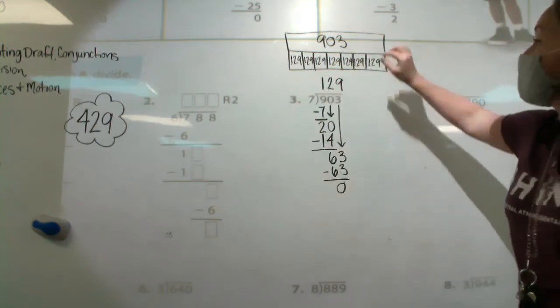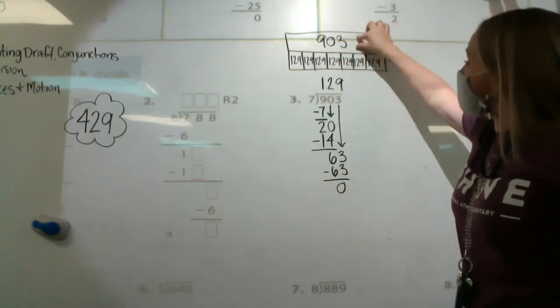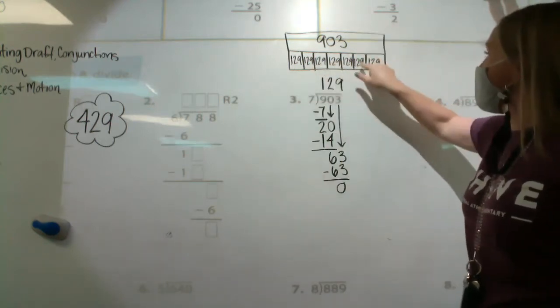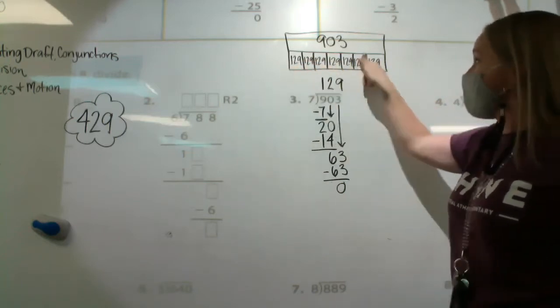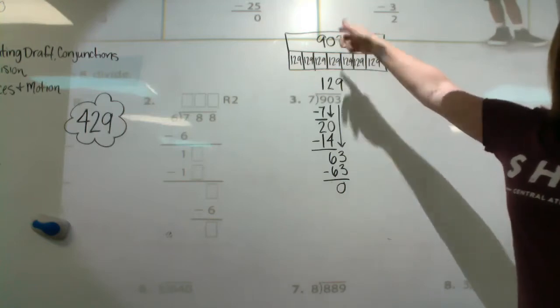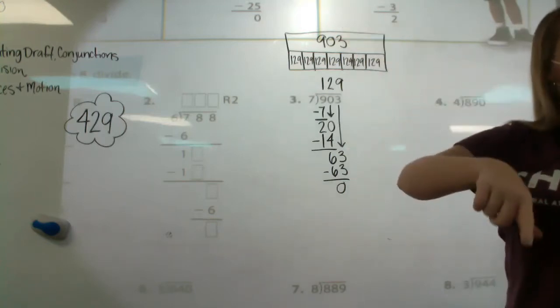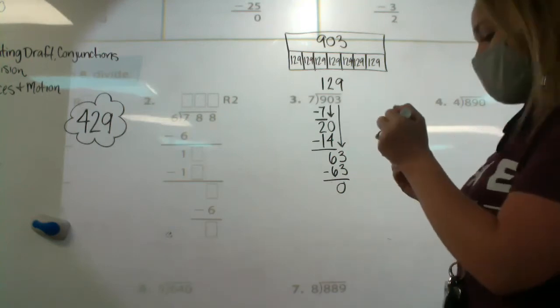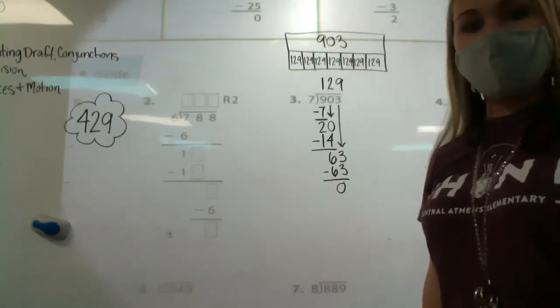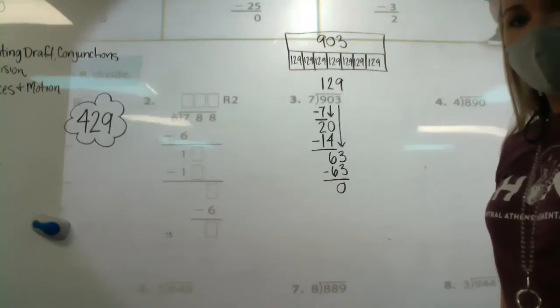So you could either read this as 903 divided by 7 equals 129, or you could say 129 times 7 equals 903, because it works backwards for multiplication. Are we good with that? Okay. All right, let me pick somebody to come do number 4.